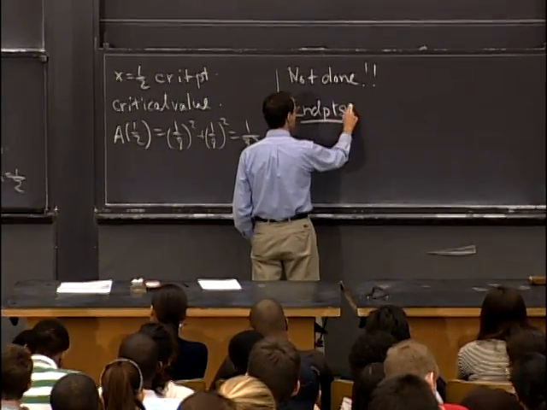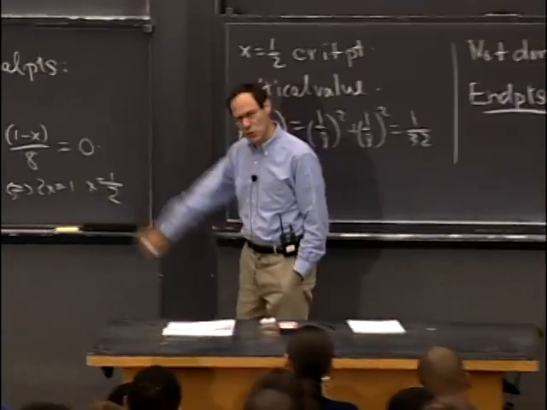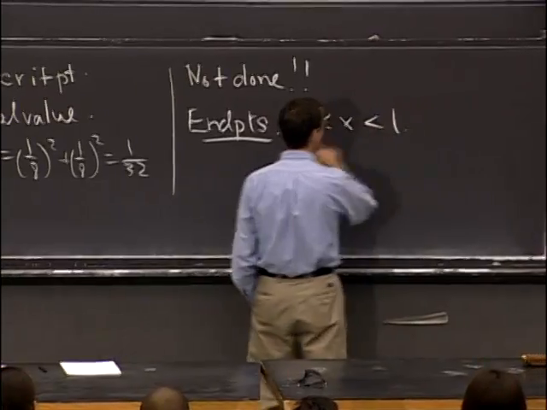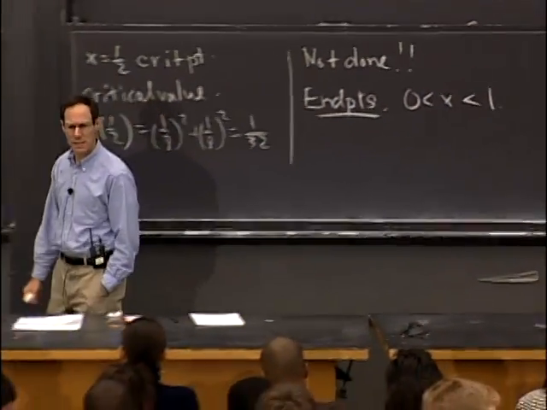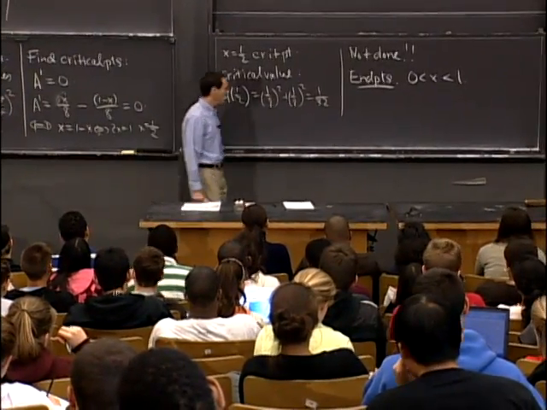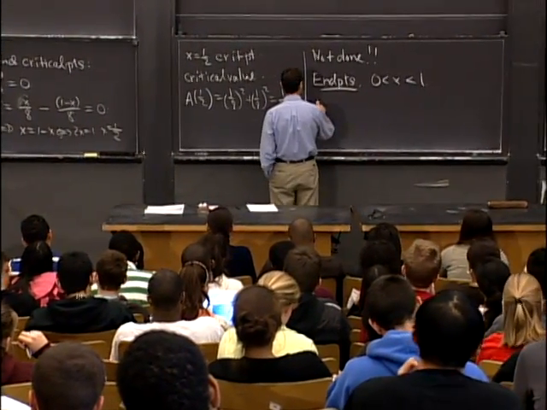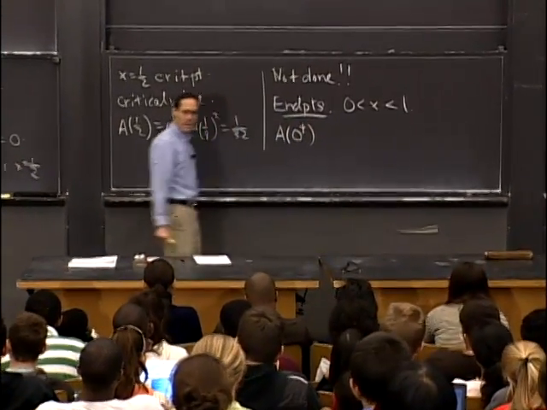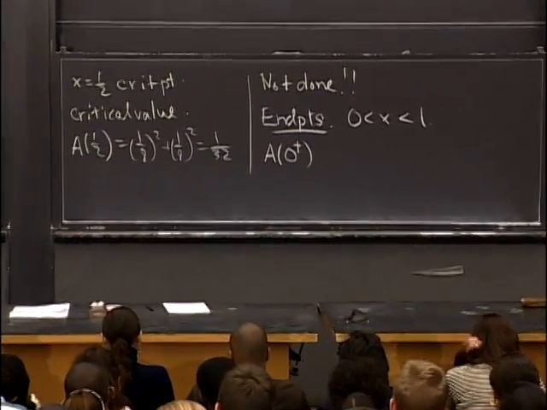Now, in this problem, the endpoints are really sort of excluded. The ends are between 0 and 1 here. That's the possible lengths of the cut. And so what we should really be doing is evaluating in the limit. So that would be the right-hand limit as x goes to 0 of A.